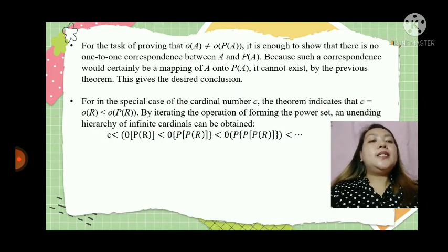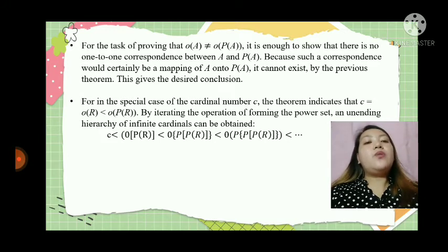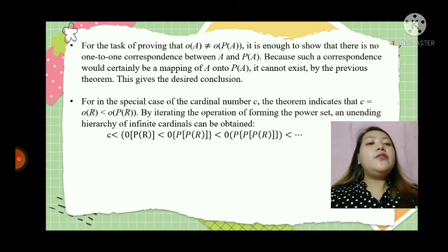In the special case of a cardinal number c, the theorem indicates that c is less than 2^c. By iterating the operations of forming the power set, an unending hierarchy of infinite cardinals can be obtained.